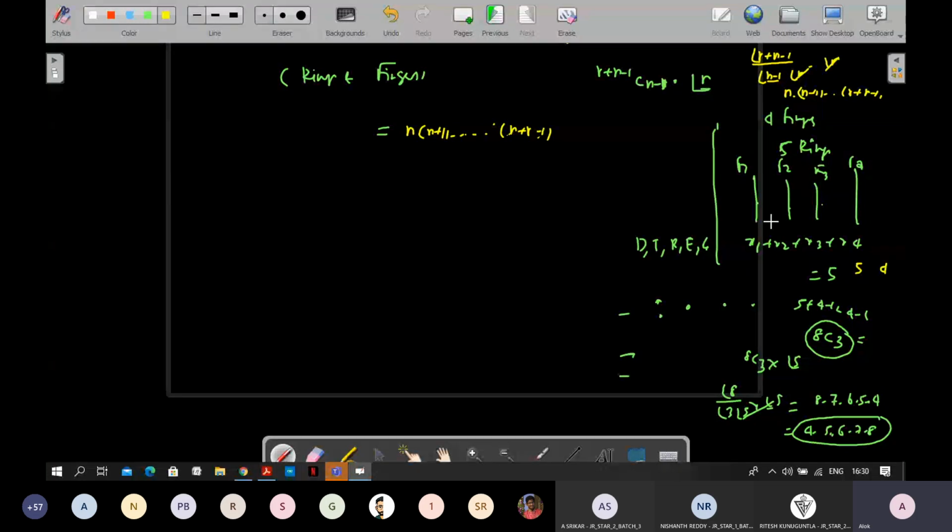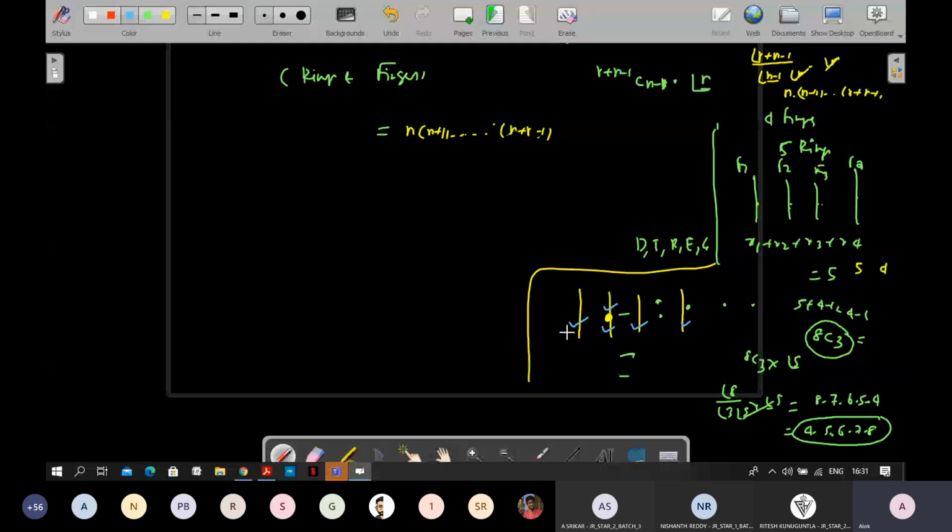Now say the same example here. The first ring has how many choices? The first ring has 4 choices. It could go to either finger 1, finger 2, finger 3, finger 4. So let it go to any finger, say finger 2. The moment it has gone there, for the second ring you have how many choices? That is now 5, because it can go on these fingers, or here it can go up or down, below or above. So 5.